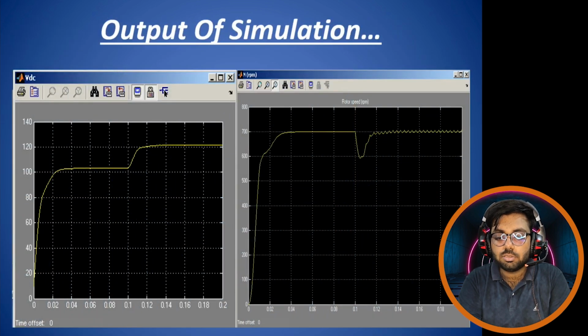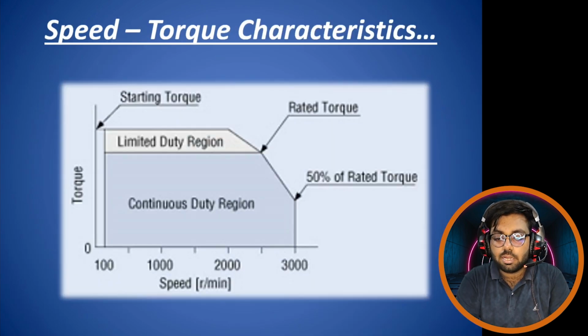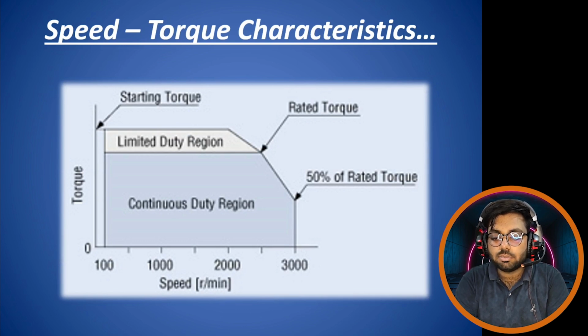Output of simulation. Here we have the output of the simulation. This output includes data and graphs that show the motor's performance characteristics. Analyzing this data helps us understand how the motor behaves in real world applications and allows us to make necessary adjustments. Speed torque characteristics. This slide shows the speed torque characteristics of BLDC motors.